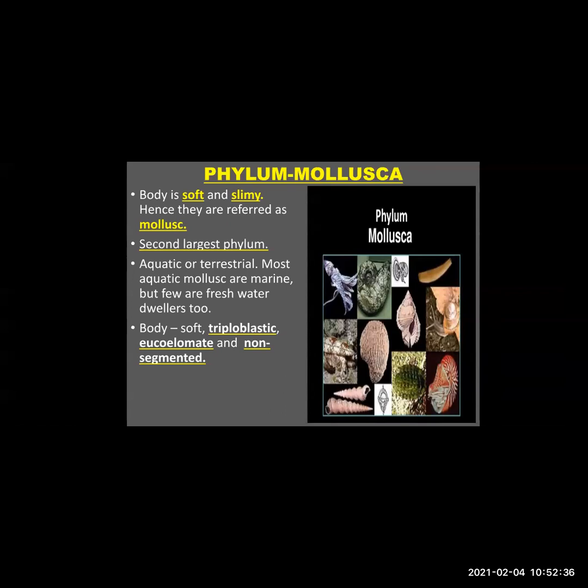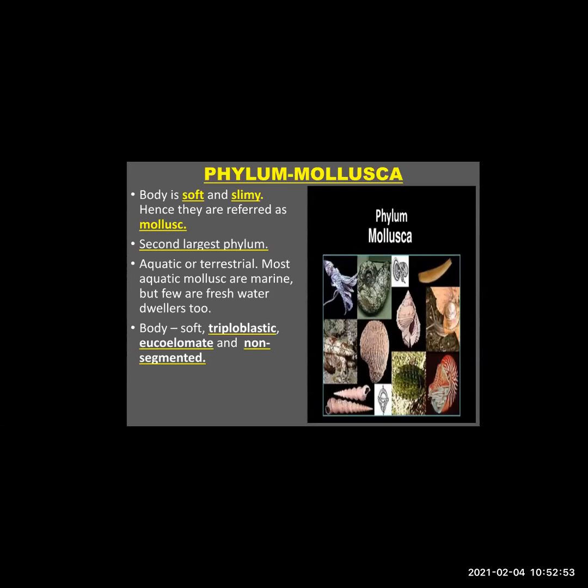How is the body cavity? The body cavity is eucoelomate. That means what? Body cavity present. A true body cavity is present, which is formed from either mesoderm or gut.